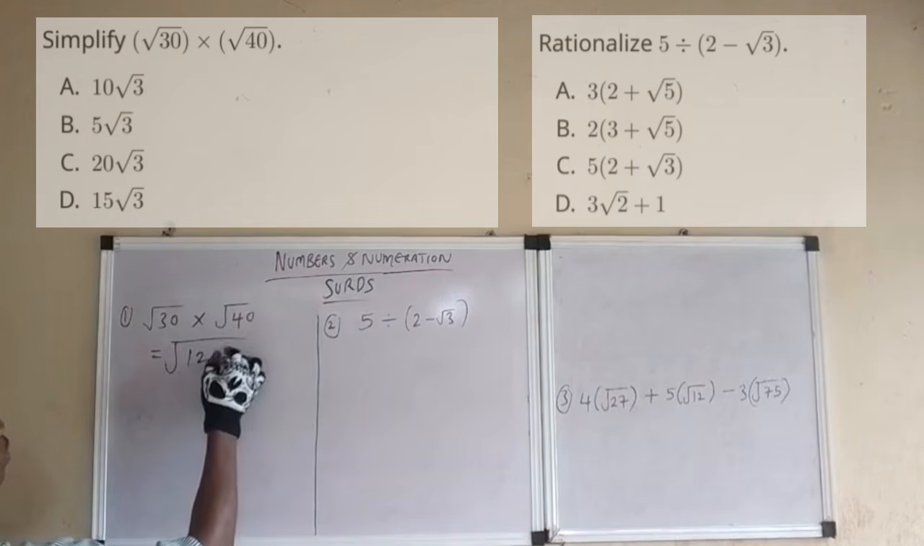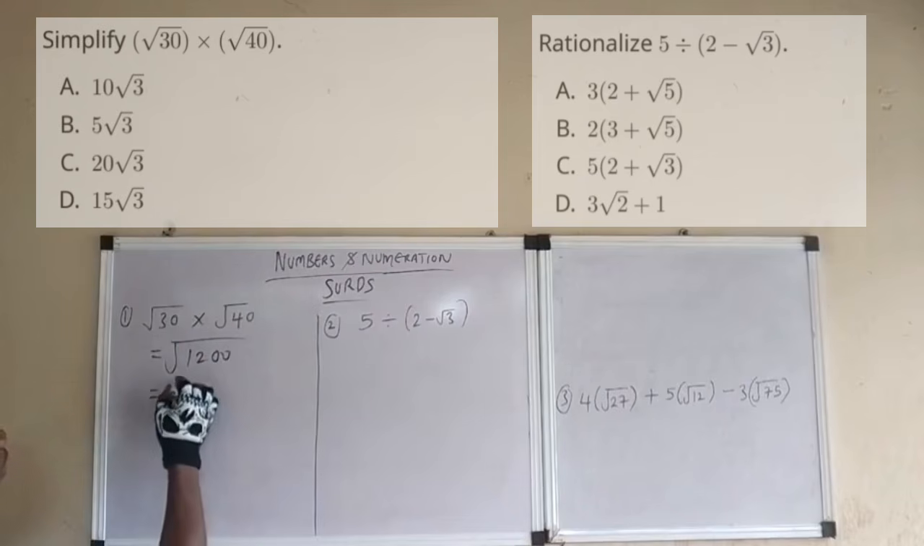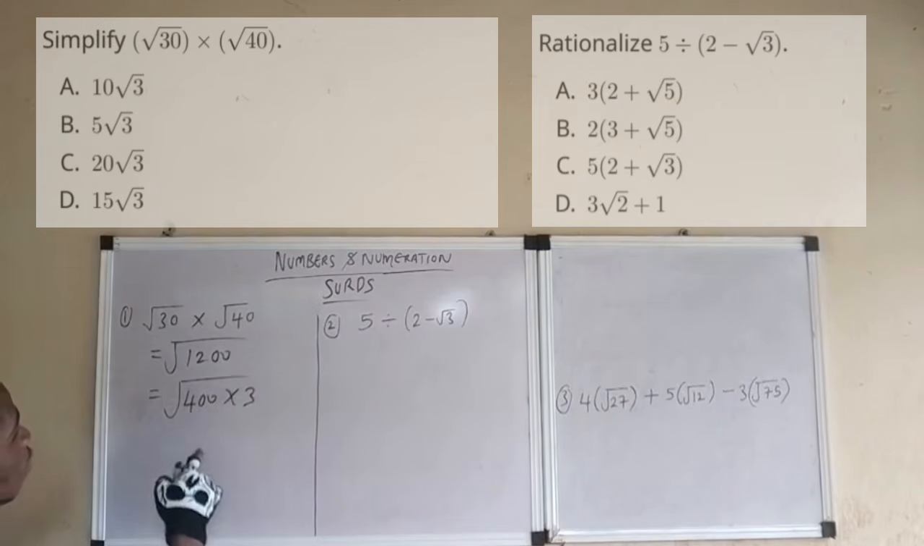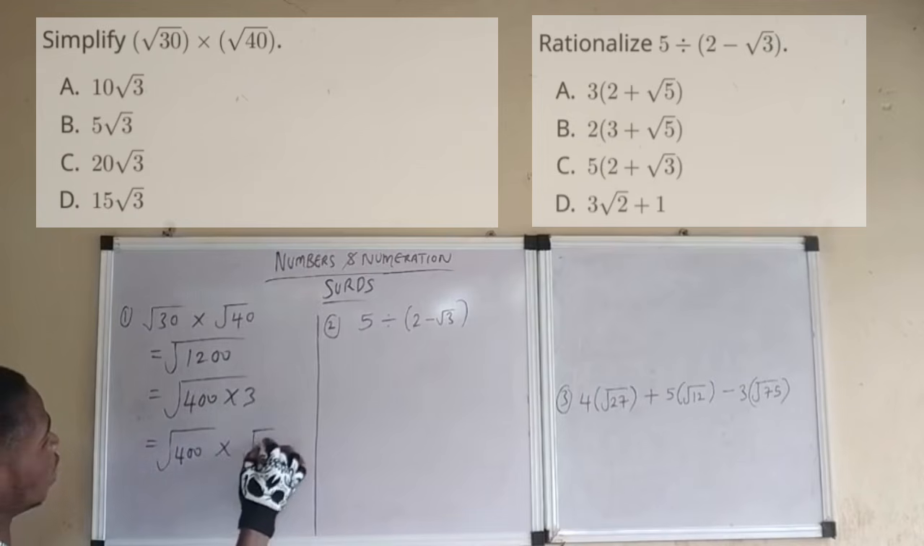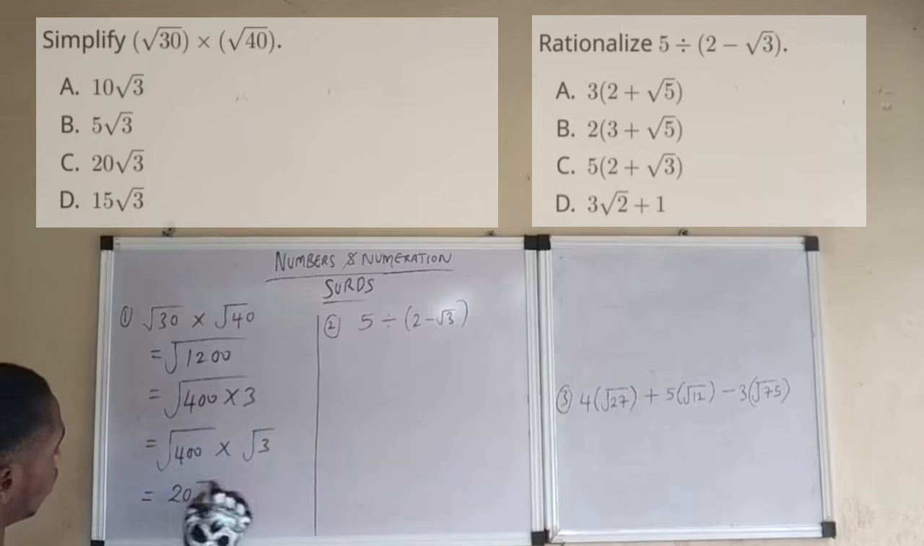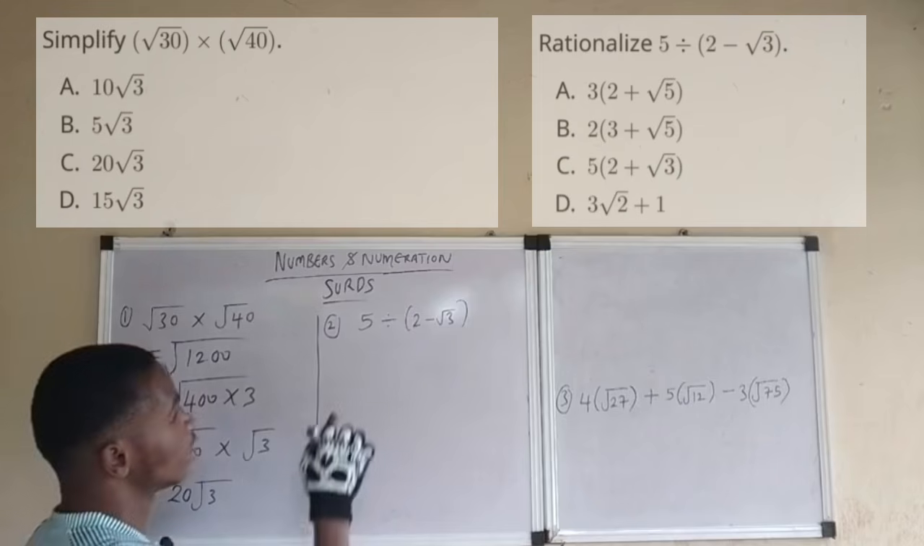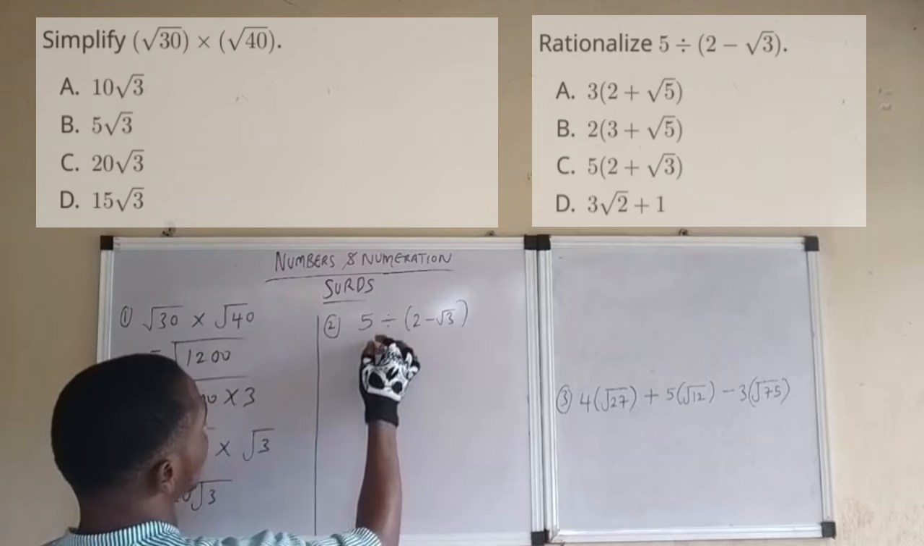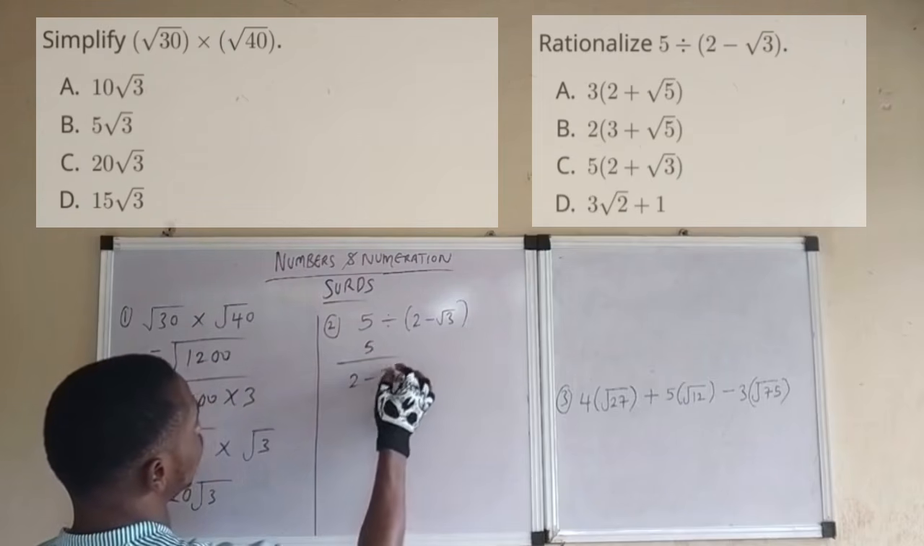1,200. Now, if we apply that rule, a perfect square that works is 400. 400 is a perfect square, which when we multiply with 3 gives us 1,200. So you can further expand by saying root 400 times root 3. The square root of 400 is 20. Then multiply by root 3, it becomes 20 root 3. So the correct answer to that question is option C. Now, in this question here, we're asked to divide 5 by 2 minus root 3.